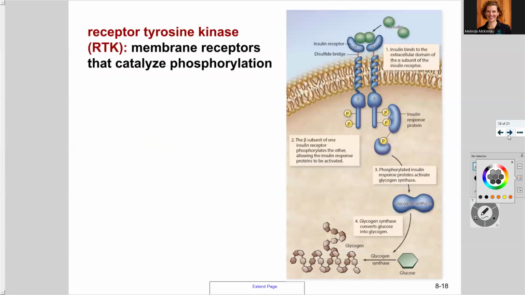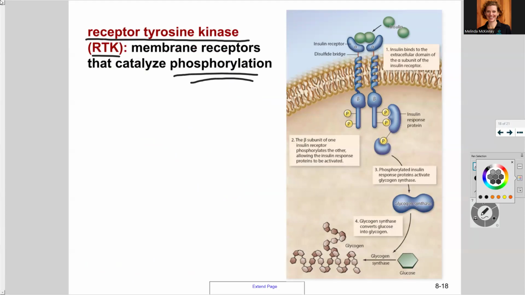So there's a specific type of kinase receptor that's extremely common in humans, and other mammals, and even in other vertebrates. It's called a receptor tyrosine kinase. It's abbreviated RTK. These are membrane receptors, and they catalyze phosphorylation. So it's just a specific type of kinase receptor. And you can see it over here.